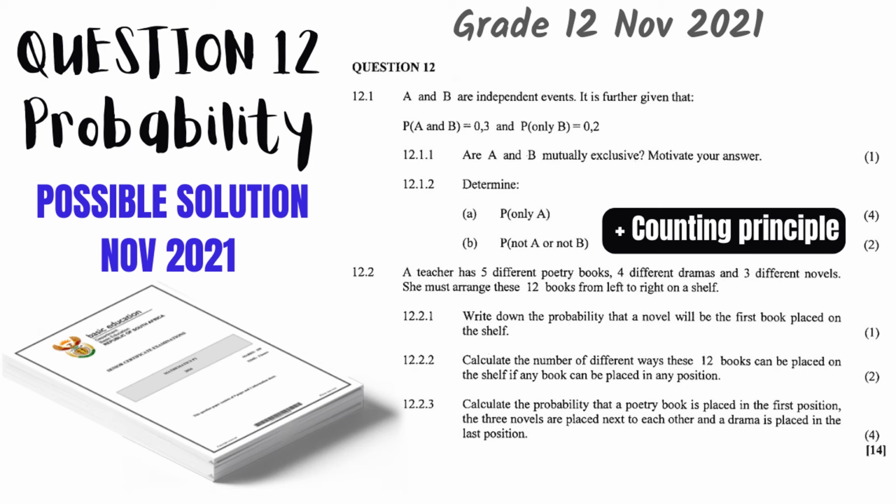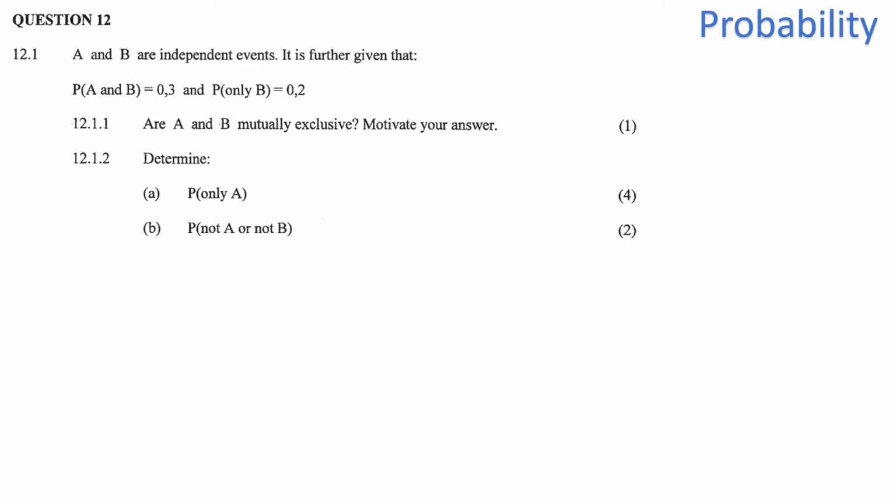Today we are going to focus on probability and counting principle from your November grade 12 2021 past paper. Okay, question 12, 12.1. A and B are independent events. It is further given that probability of A and B is equal to 0.3 and probability of only B is equal to 0.2. 12.1.1, they want us to state whether or not A and B are mutually exclusive, and we have to motivate our answer.